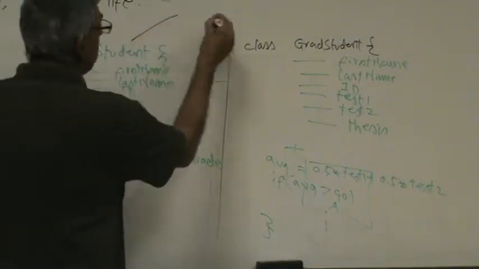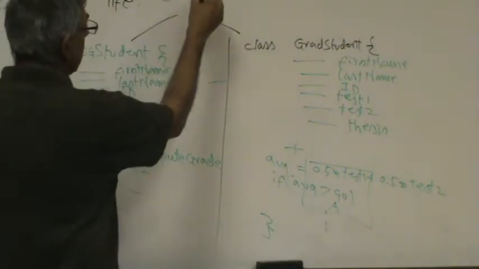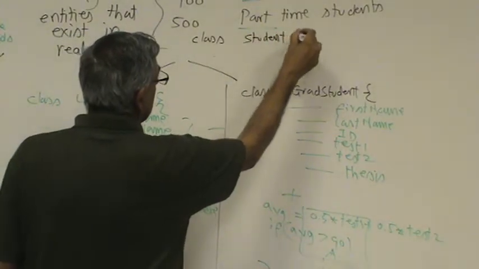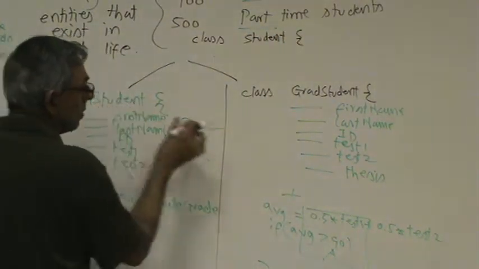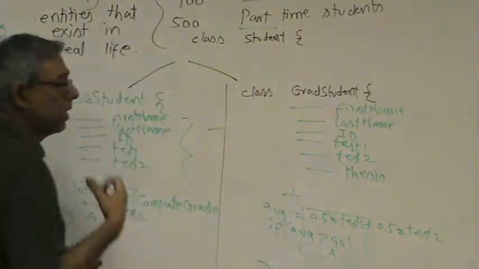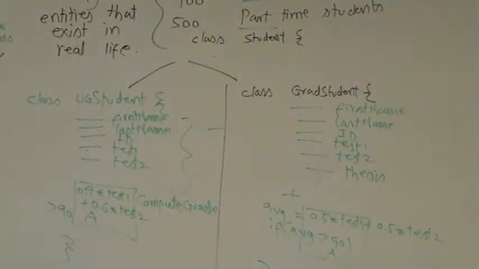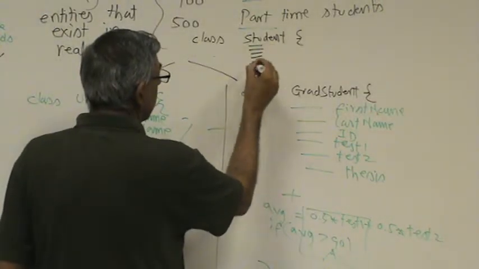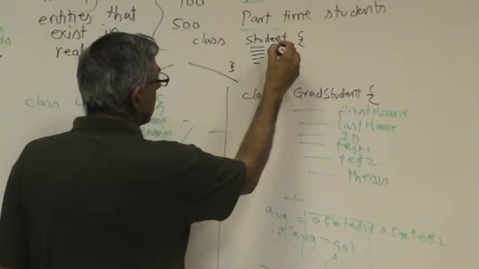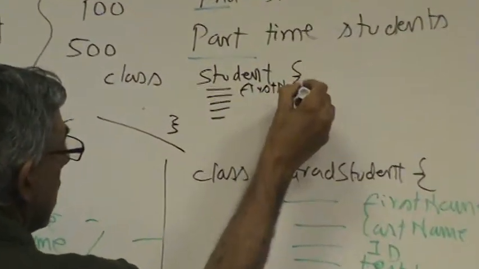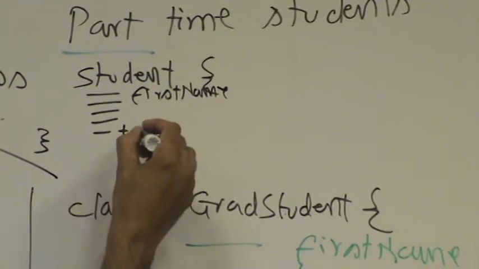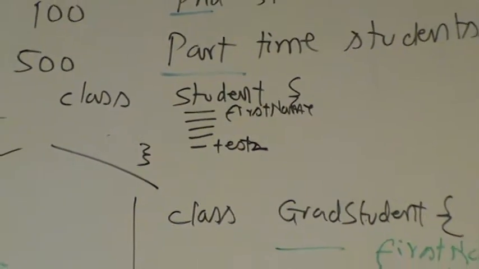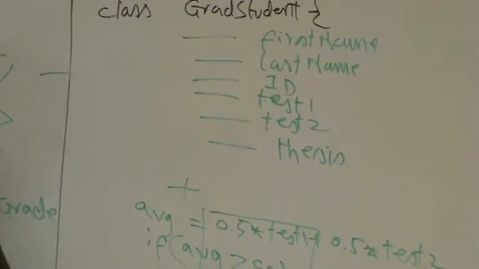So at that point in time, you will go and create a class called, let's just call it Student. Okay, not an undergraduate student, not a grad student, but just a generic student, which could be any one of these students. Okay, and now here you will put those fields over here. What fields? The first name, last name, ID, test 1 and test 2. Okay, but not the thesis. Why not? Why won't we put the thesis over here?